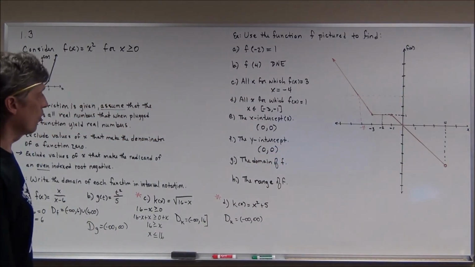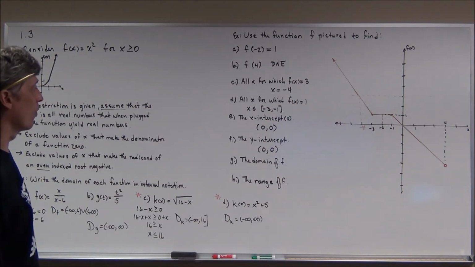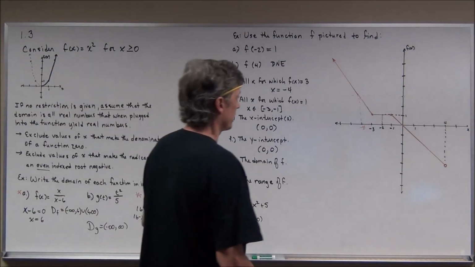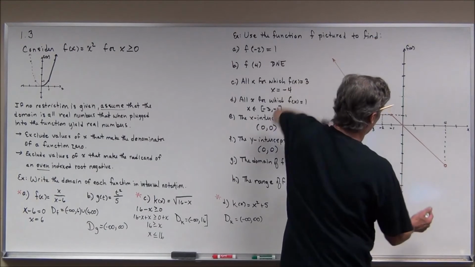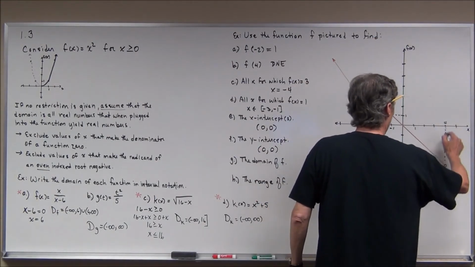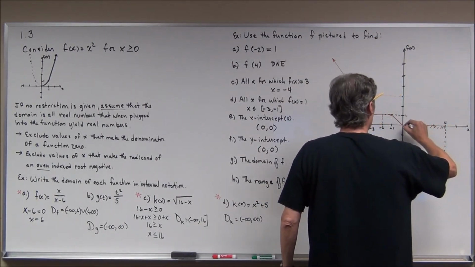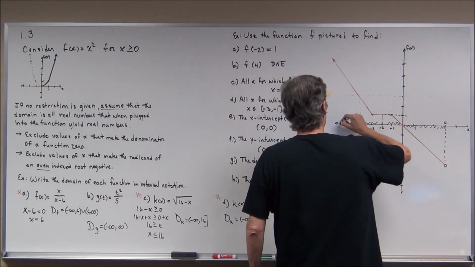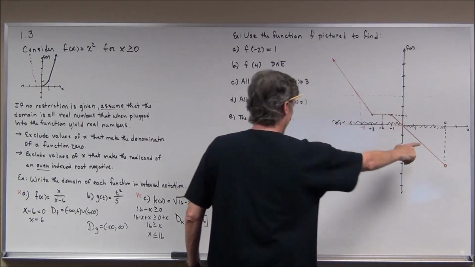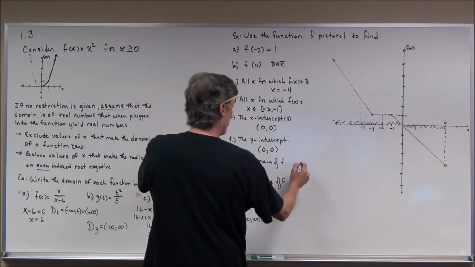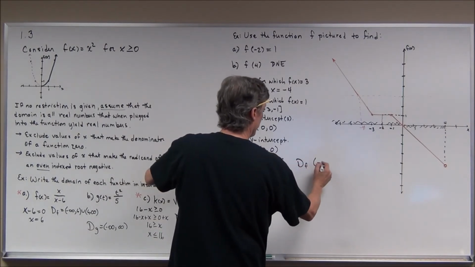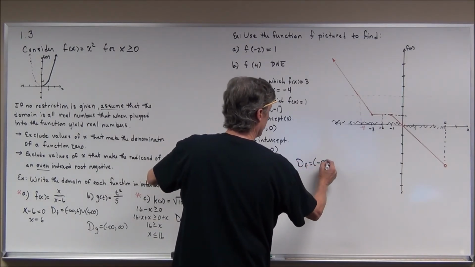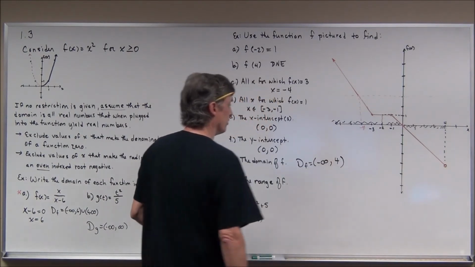Now it's asking for the domain and the range of f. We did this before. The domain of f would be those x values. Get those lights shining above and below. And it would be from 4 and smaller, not including the 4. So the domain here of f would be from negative infinity to 4, but not including the 4.